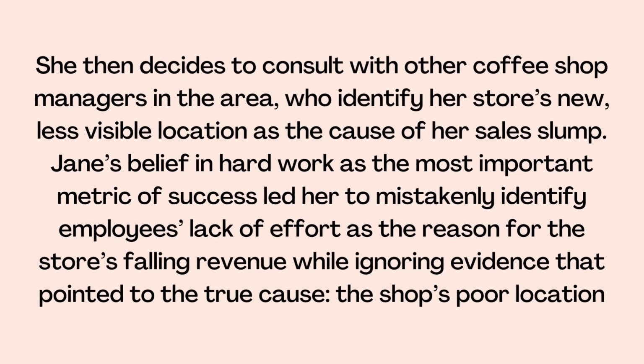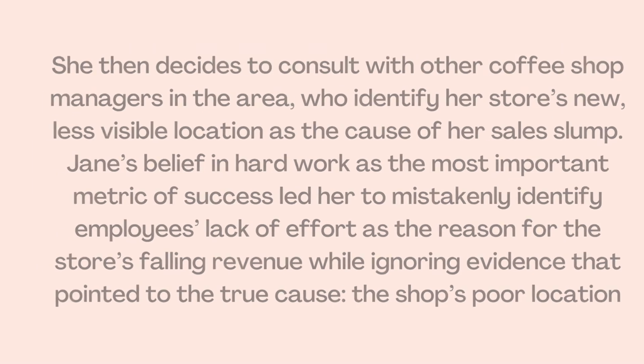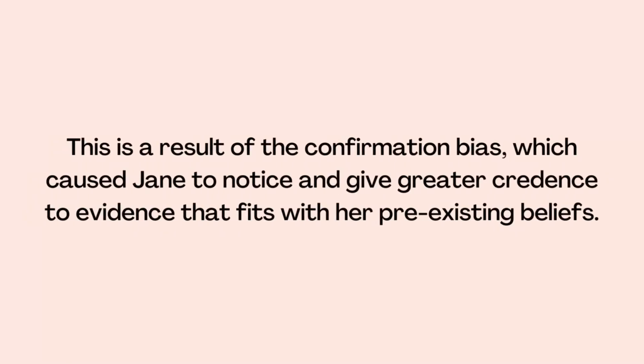She then decides to consult with other coffee shop managers in the area, who identify her store's new, less visible location as the cause of her sales slump. Jane's belief in hard work as the most important metric of success led her to mistakenly identify employees' lack of effort as a reason for the store's falling revenue, while ignoring evidence that pointed to the true cause, the shop's poor location. This is a result of the confirmation bias, which caused Jane to notice and give greater credence to evidence that fits with her pre-existing beliefs.